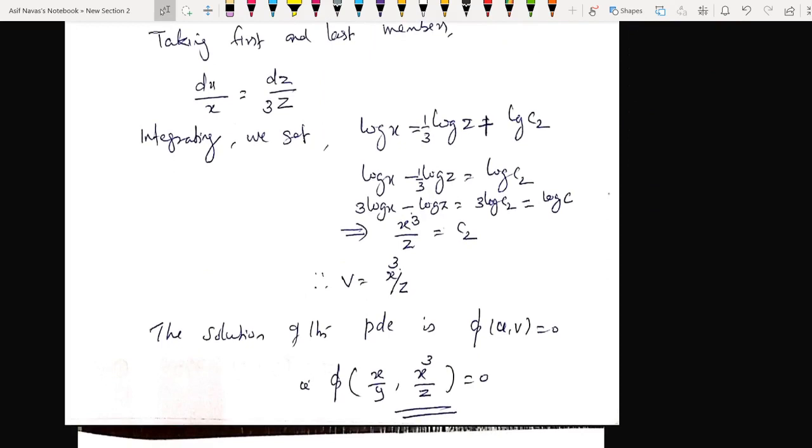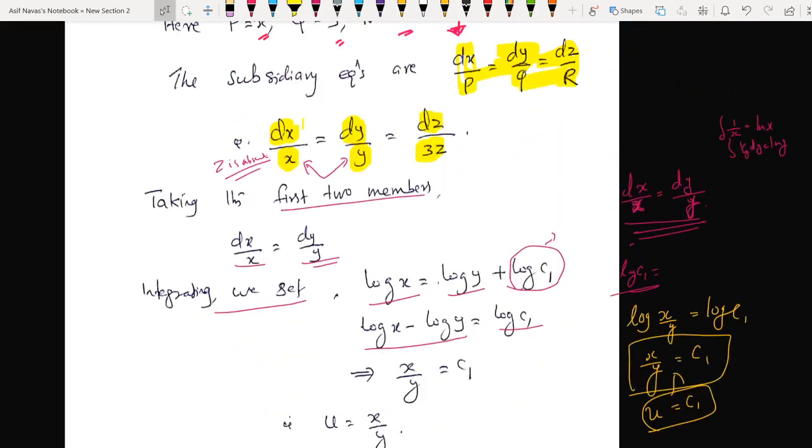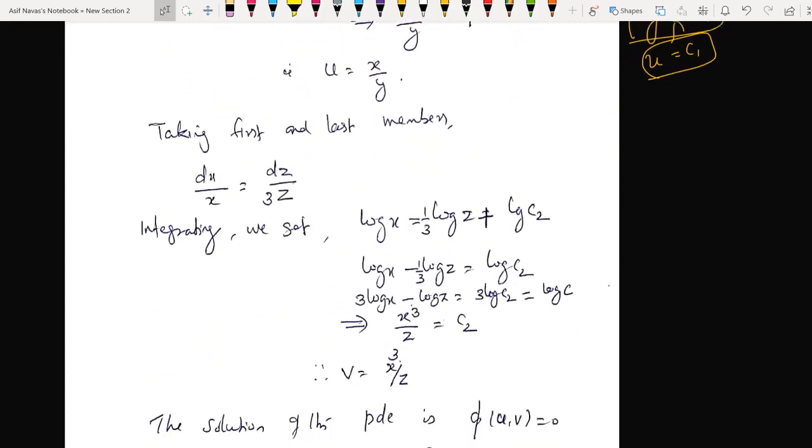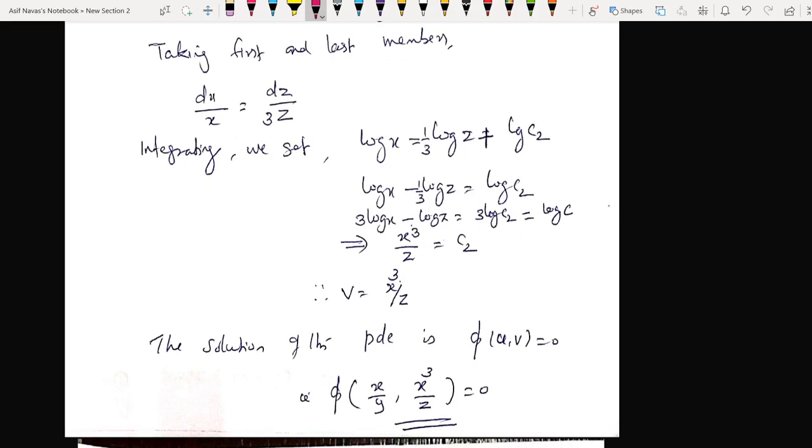Now if you take the first equation and the third, in first and third, y is absent. So we can use the method of grouping. So here, y is absent, so dx by x is equal to dz by 3z.